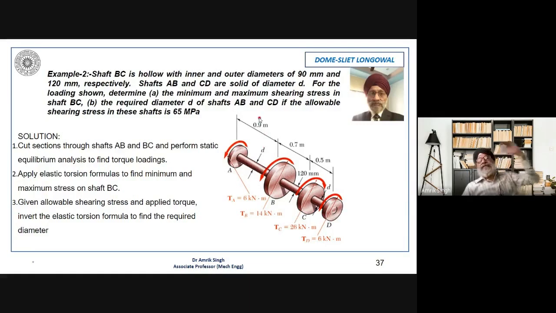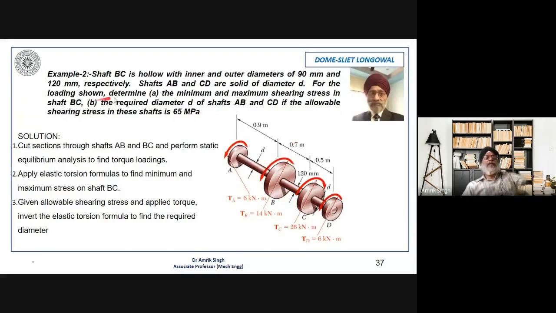So other things are given. Center to center distance, that means the length, is given. And the diameter D is for the solid shaft, and this is the outer diameter of the hollow shaft. So these are the torques which are transmitted. These are the torques.